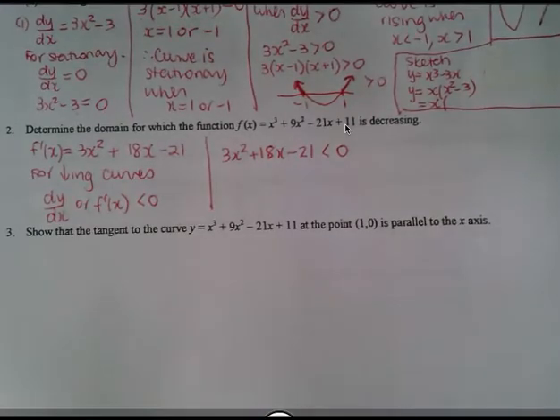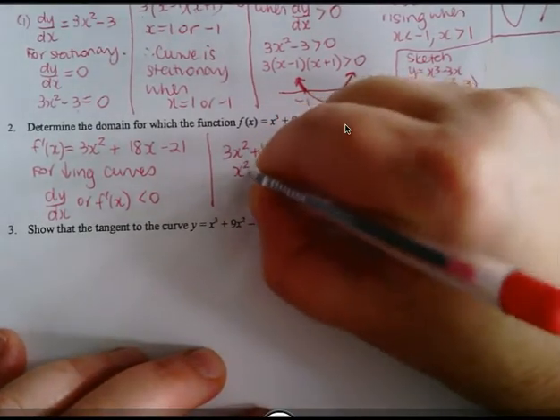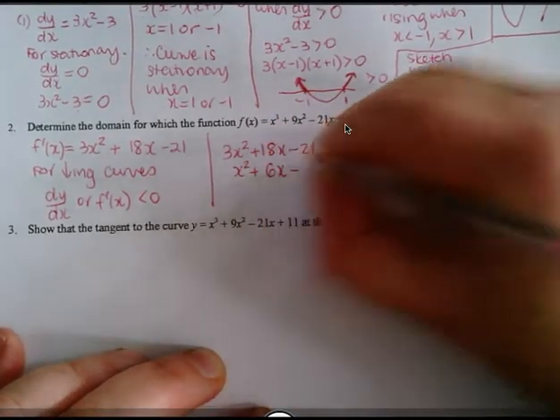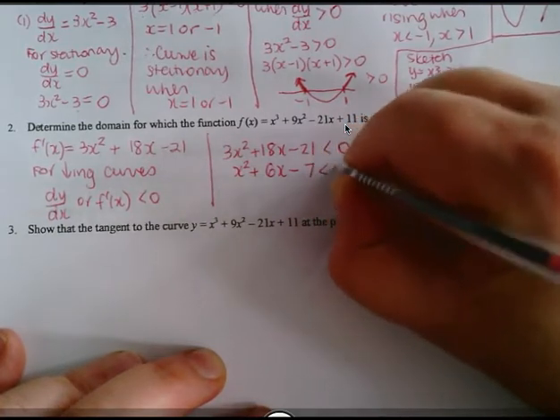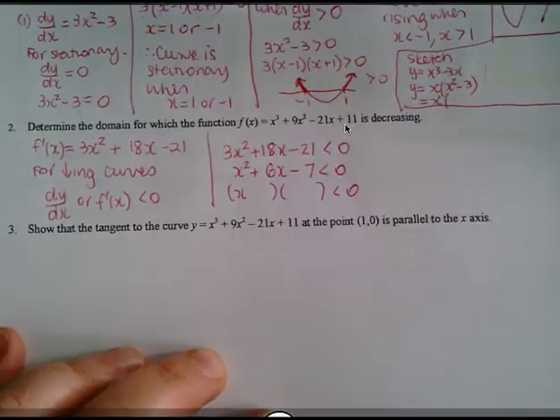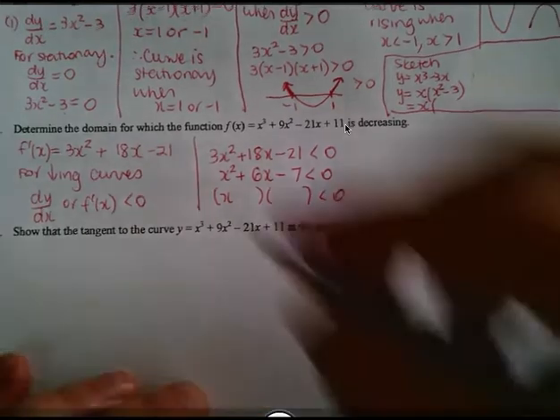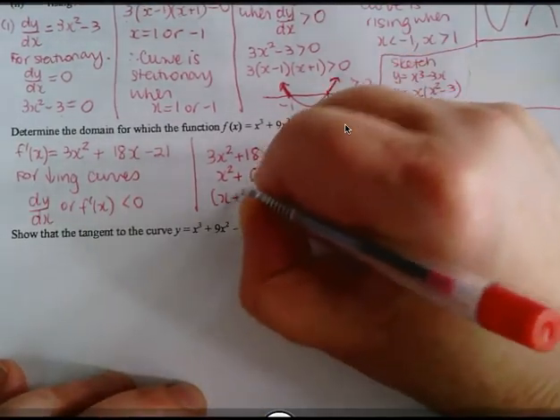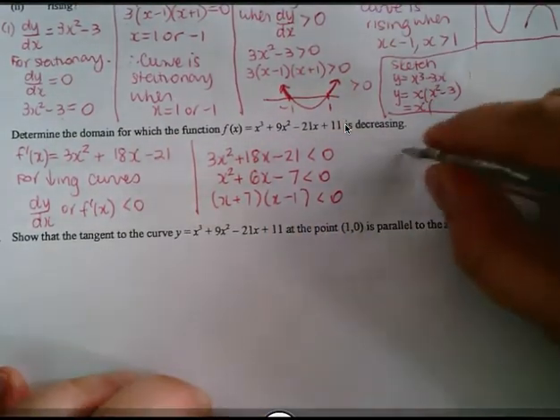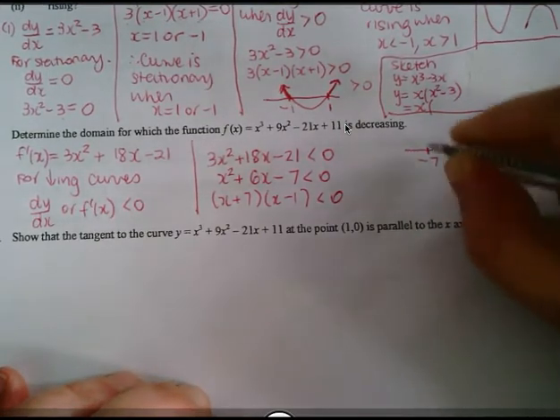What do you think? We're going to factorize this, but what can you do to simplify things a lot before you start? Fantastic. Divide everything by 3. We've got x squared plus 6x minus 7. All right, so we're going to factorize. Two numbers that multiply to give -7 but add up to give +6 would have to be x plus 7, x minus 1. So we get -7 and +1.